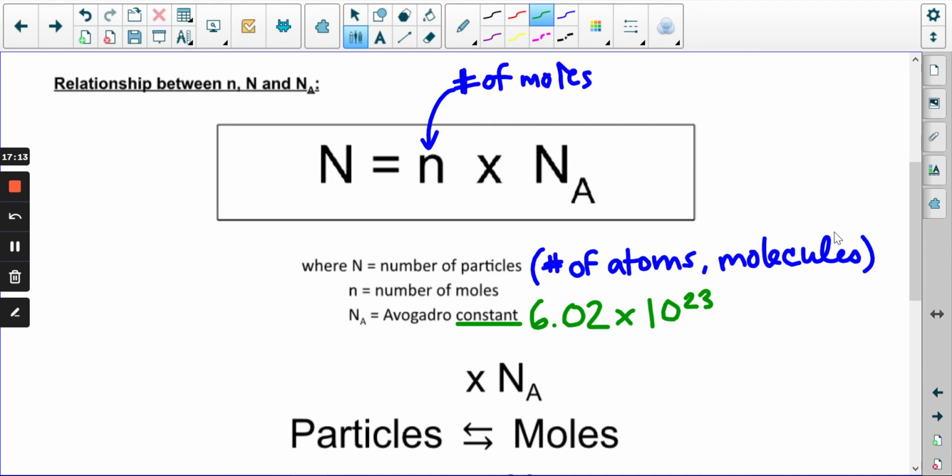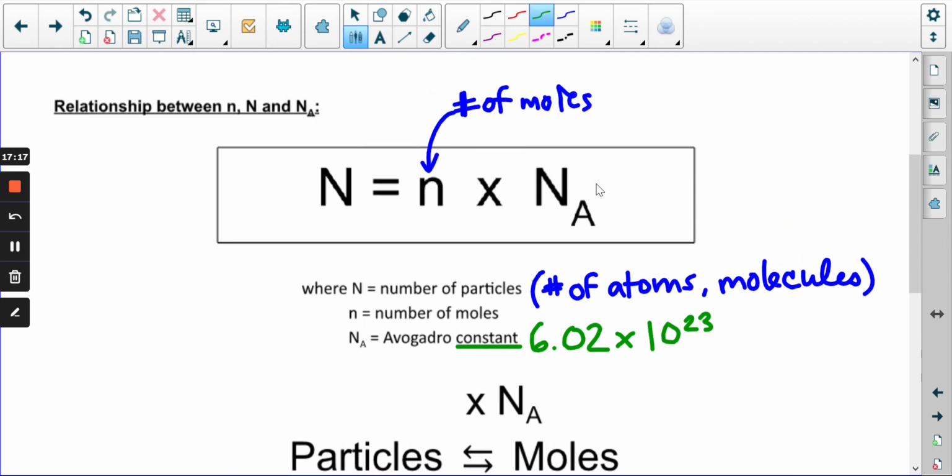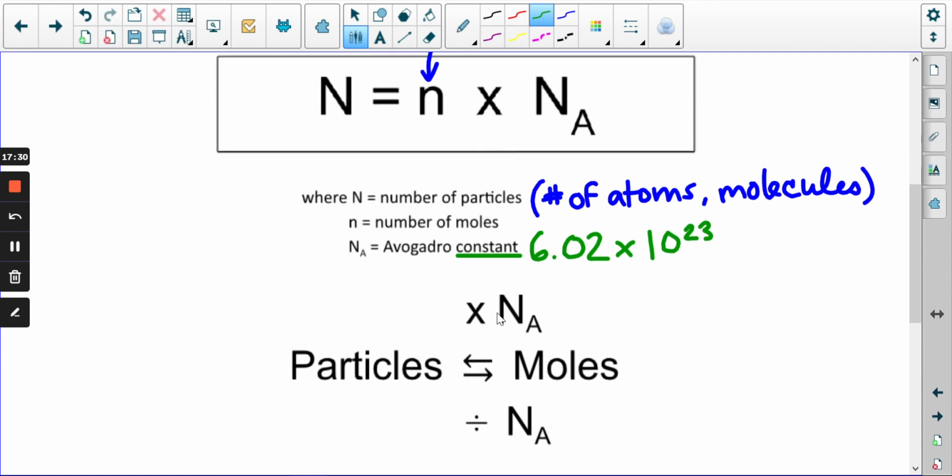Now, down below, I've put in something that some people find helpful when they're thinking of actually using this equation. I'm going to show you a method where it might not be super necessary for you to actually use the equation, but you can still use it while we're practicing. If I wanted to go from particles to moles, I would multiply by Avogadro's constant. If I wanted to go the other way, from the number of moles into the number of particles, I would divide by Avogadro's constant. We're going to see this in practice in just a moment.